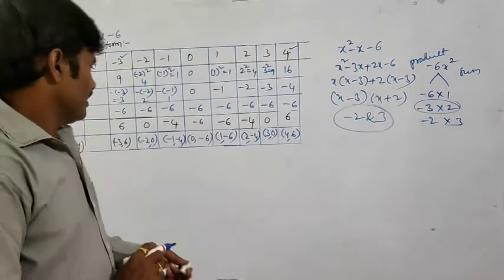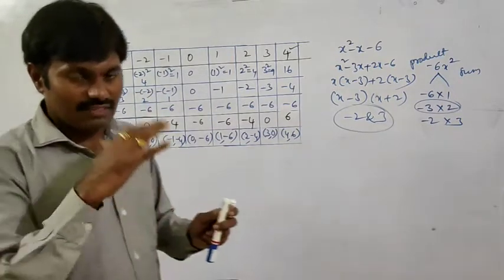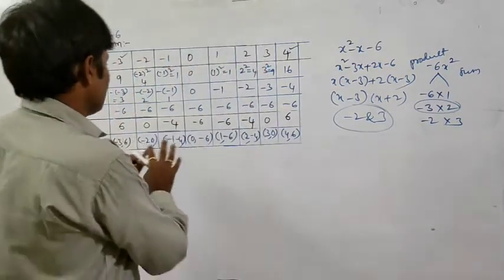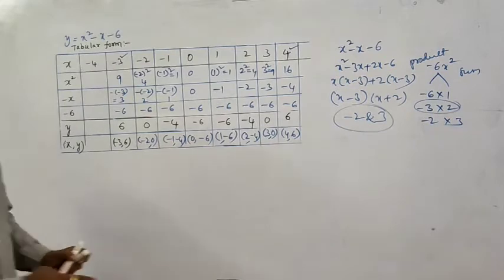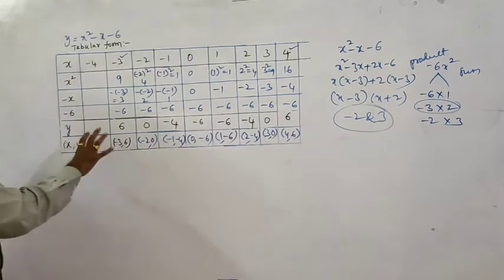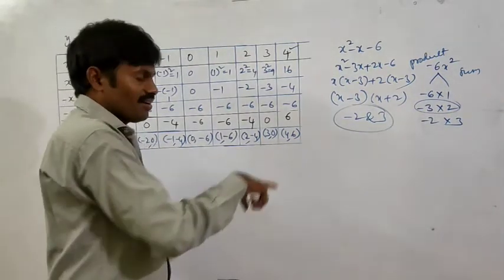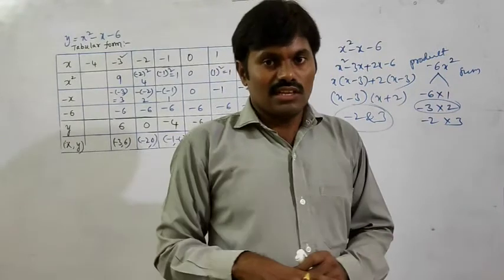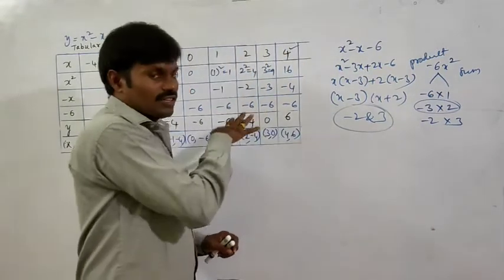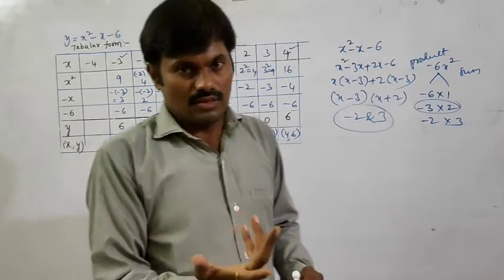Okay. Is it clear? So you do this tabular form on the back side of the graph sheet. Is it clear? Okay. This is rough work. After completion of this tabular form, we have to plot these points on the graph sheet. This work must be done by you on the back side of the graph sheet. Okay.